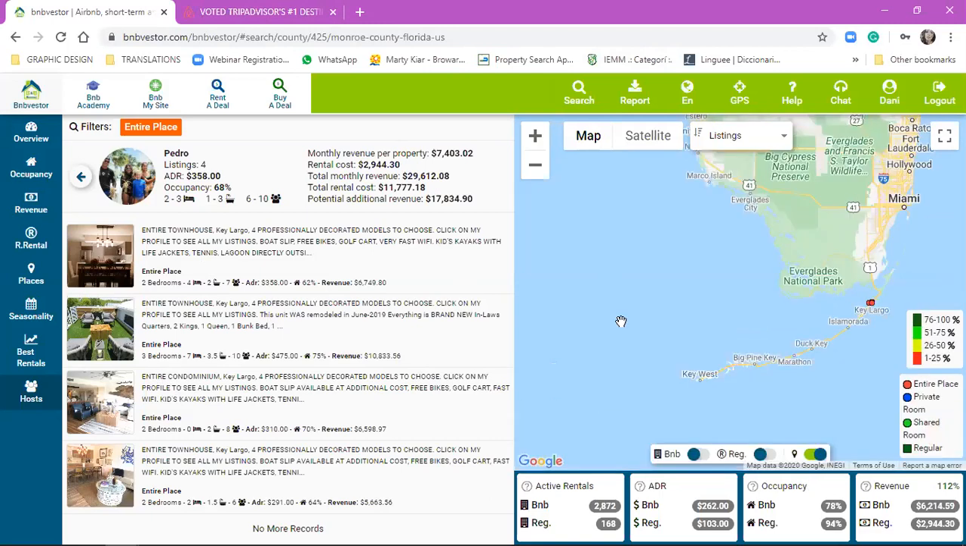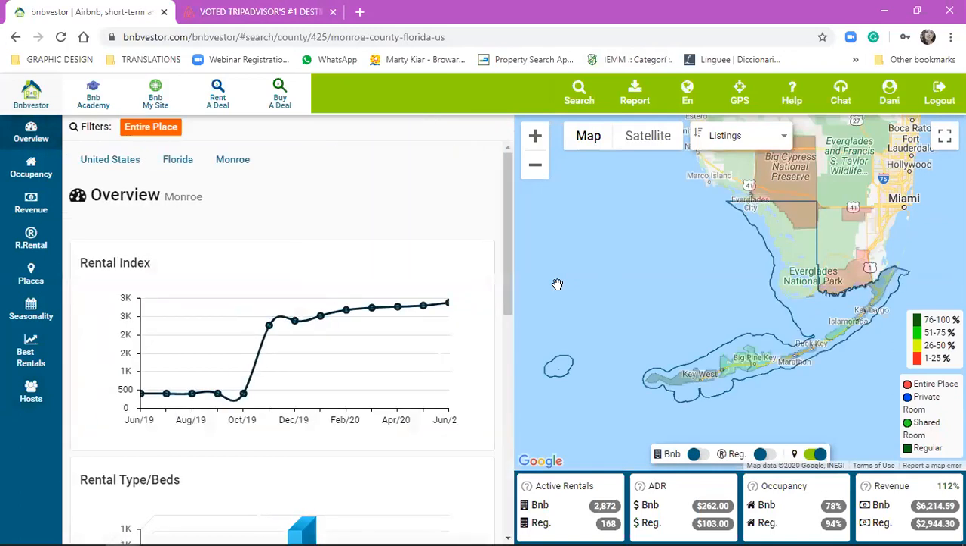So for this particular area that we analyzed in Monroe, Florida, you see that there are approximately 2,800 active BNB rentals in Monroe.